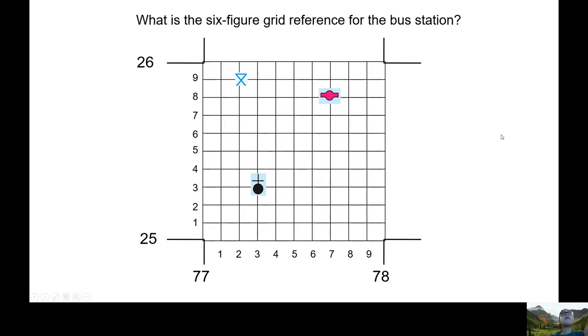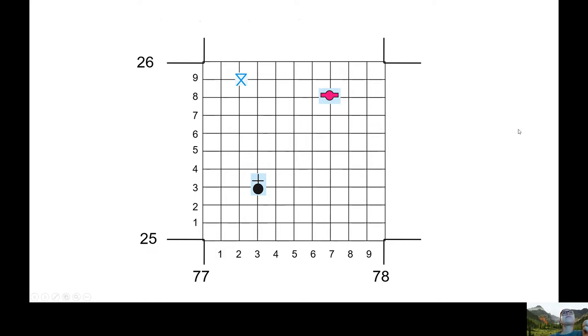What is the six-figure grid reference for the bus station? Well, first of all, we go on the x-axis. We know it's 77, and then we go along to this 7 here. So together, it would be 777. Next, we go up the y-axis, and that grid reference would be 25, because that's what the bottom is, and then 8. So together it would be 777258.